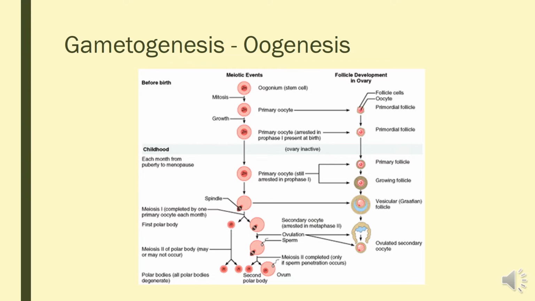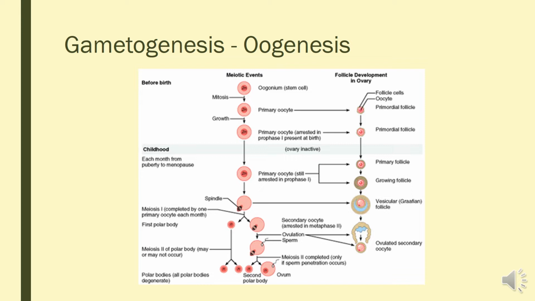Gametogenesis, or the formation of gametes for reproduction in both the males and females, begins with mitosis and ends with meiosis to prepare the sperm and ova. Oogenesis is the process by which the ova or female reproductive cell is formed. Prior to the birth of a female, a series of mitosis creates primary oocytes. At birth, a female is born with all of the primary oocytes she will ever have. After birth and throughout childhood, the primary oocytes lay dormant until puberty.